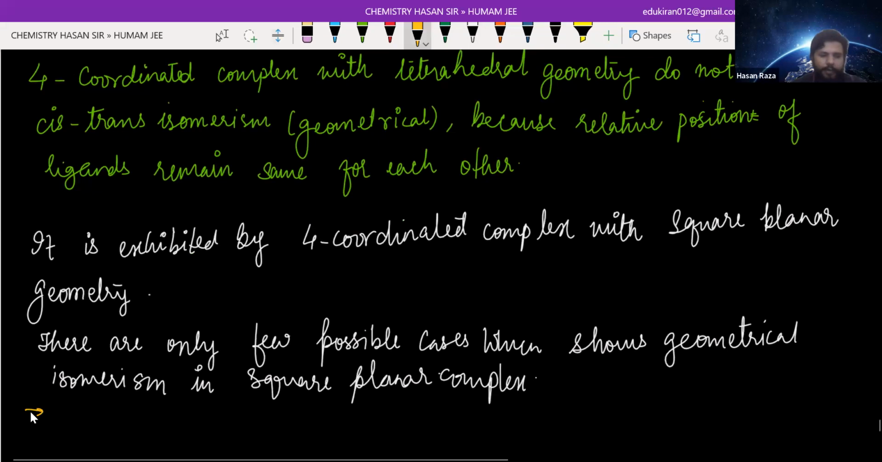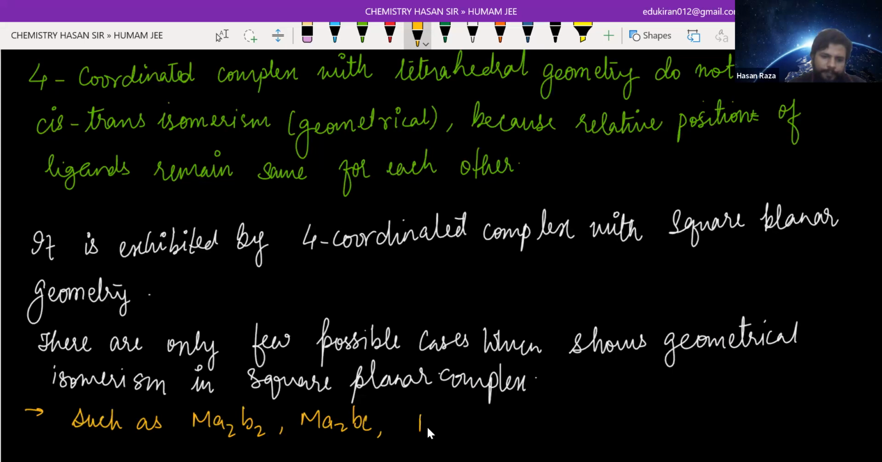In the last point we can write: such as MA2B2, MA2BC, MABCD, and M(AB) twice. This is your didentate. All others are monodentate.